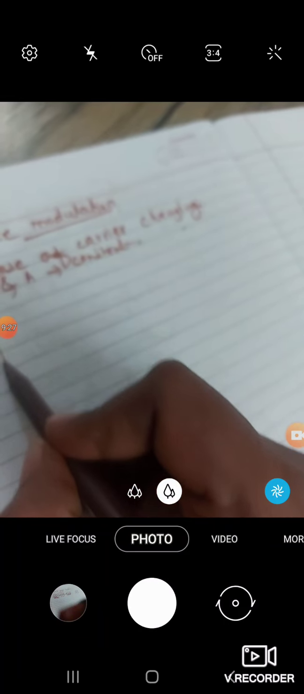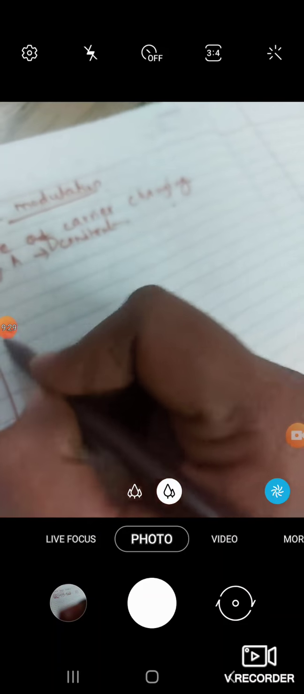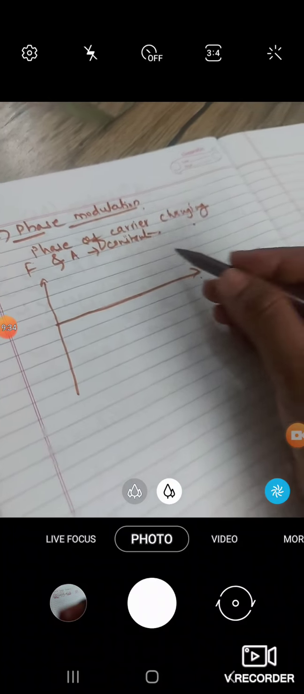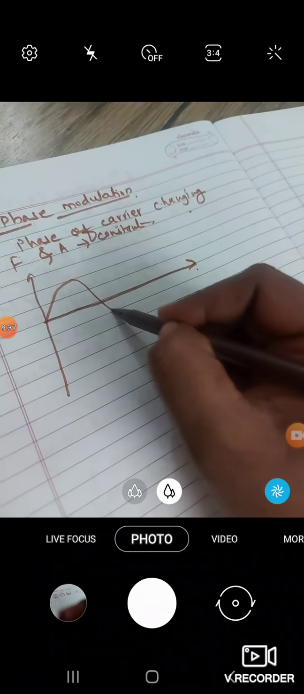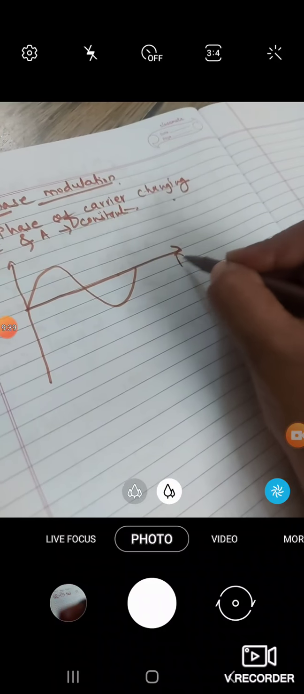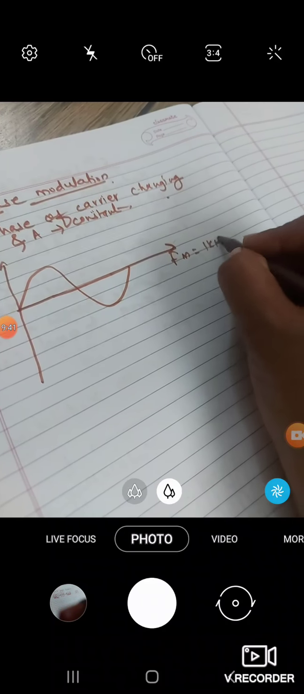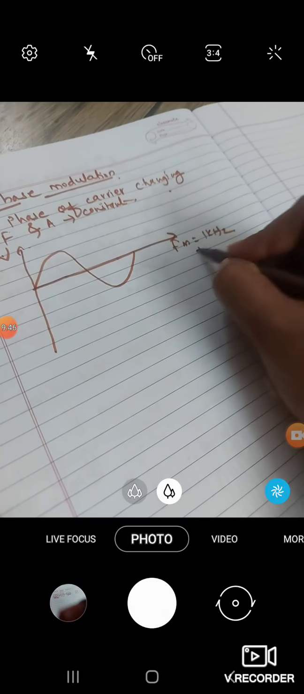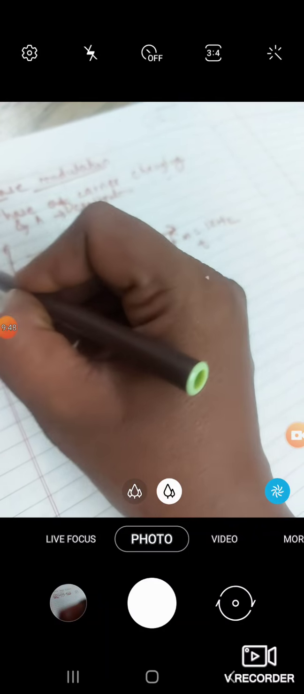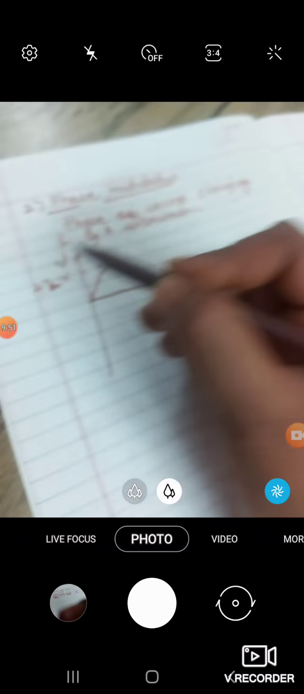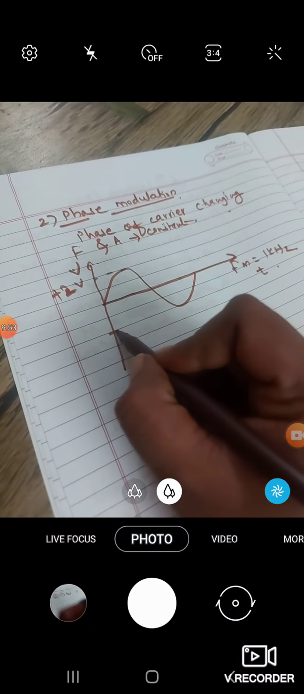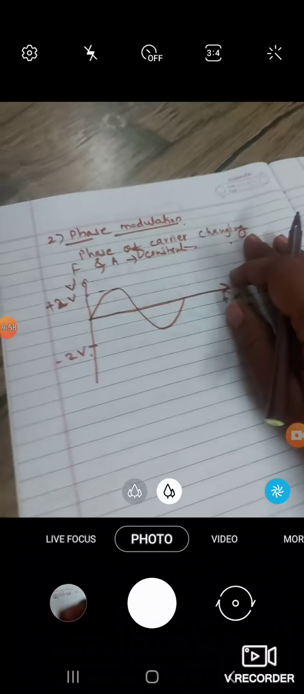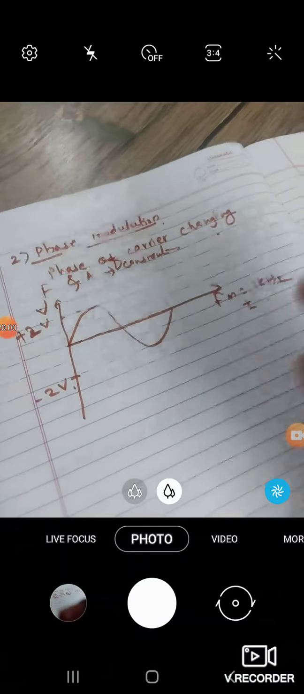So the same diagram we will draw here now. Same signals we will take. So first we have to take the modulating signal. So this is the modulating signal. Let us say this FM is equal to 1 kilohertz. Here it is voltage, here it is time. So let us consider this is plus 2 volt and this side it is minus 2 volt. So this is the concept of modulating signal waveform.